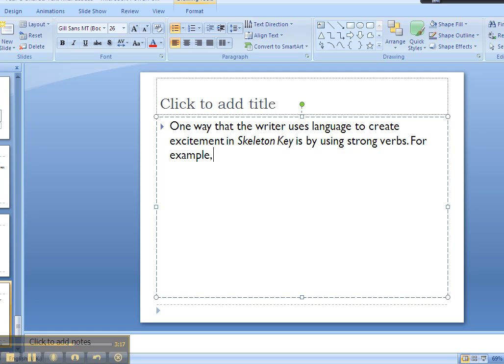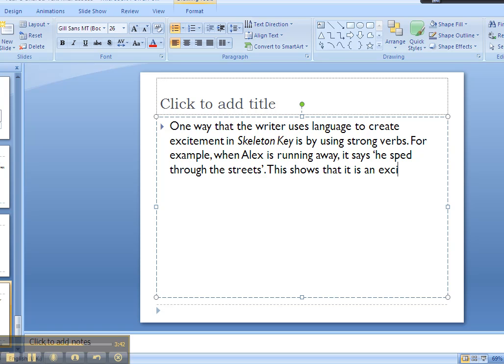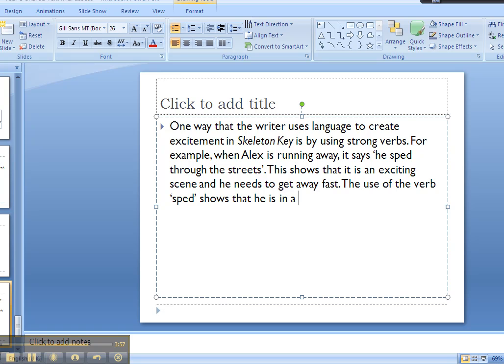For example, when Alex is running away, it says he sped through the street. Okay, I'm going to keep this simple, so just call it he sped through the streets. This shows that it is an exciting scene and he needs to get away fast. The use of the verb sped shows that he is in a big hurry.